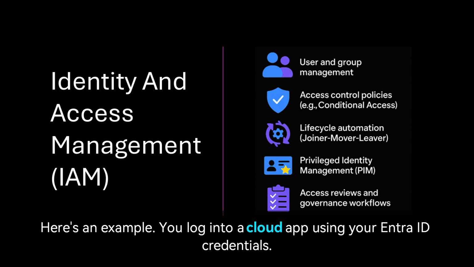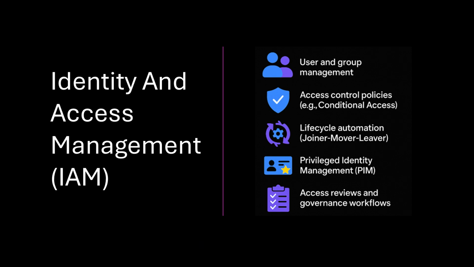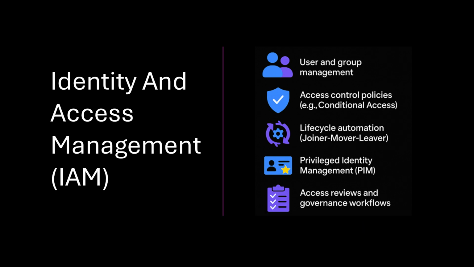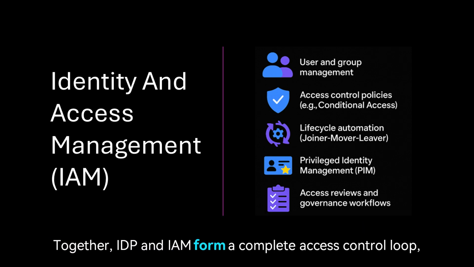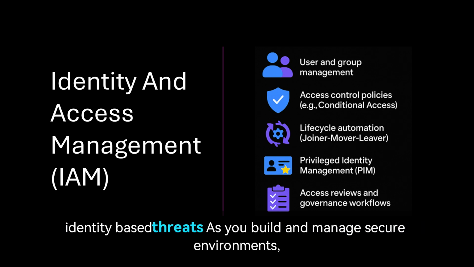Here's an example. You log into a cloud app using your Entra ID credentials. The IAM policies check your location, device, and risk level. Based on that, it either allows access, blocks it, or challenges you with MFA. Together, IDP and IAM form a complete access control loop. Verify, evaluate, and authorize, all while protecting your organization from identity-based threats.